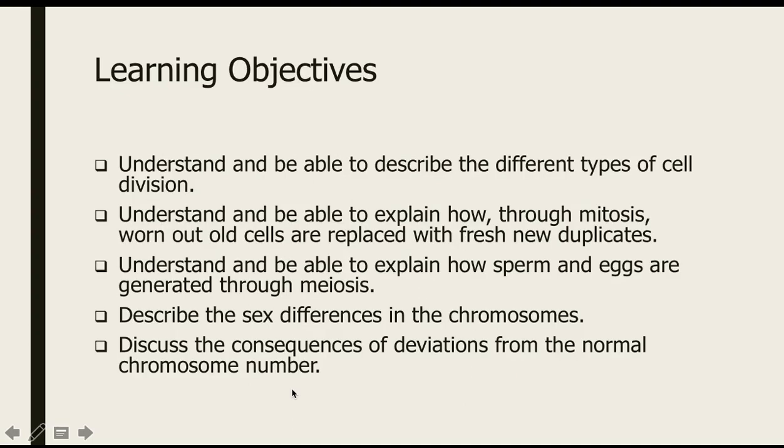There's actually a lot of learning objectives here. I'm only going to cover some of them, but we've got to understand the different types of cell division. There are actually 3 types of cell division that we're going to learn about. When we get into eukaryotic cell division, we'll focus on mitosis and meiosis. Mitosis is all about getting rid of old cells and replacing them with new duplicates, and meiosis is all about how you make gametes, sperm and eggs.